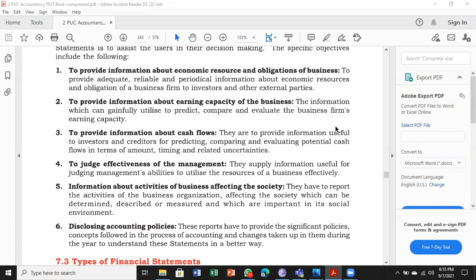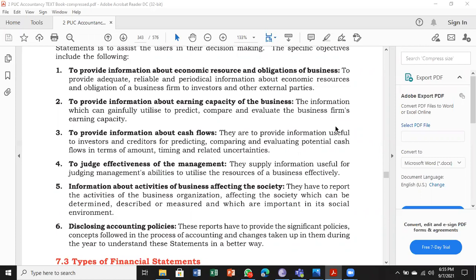So how are these business organizations, how is this company working, is it affecting the society in a good way or bad way? So social responsibility towards environment, is it polluting air, water, etc.? For that, they have to give information. Then they have to give maximum information to the people through disclosing accounting policies, which accounting method they have followed for valuation of stock, for charging depreciation, and many more information.